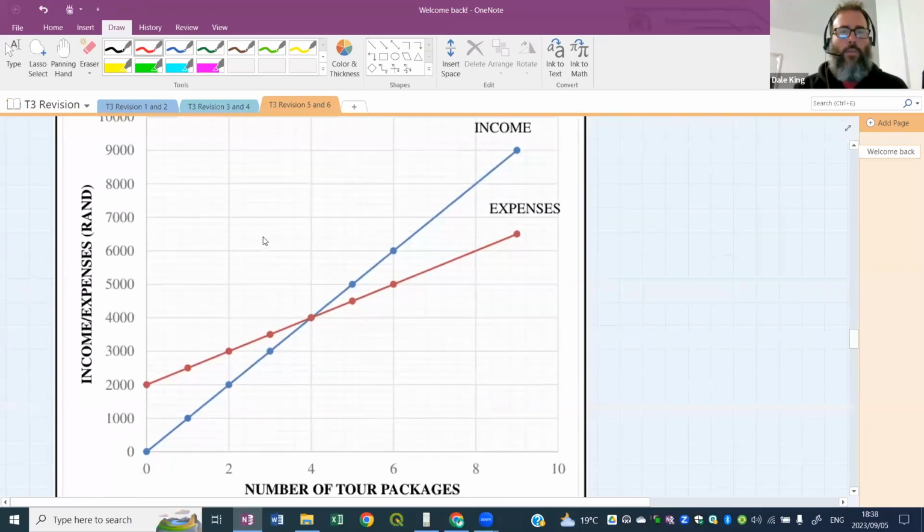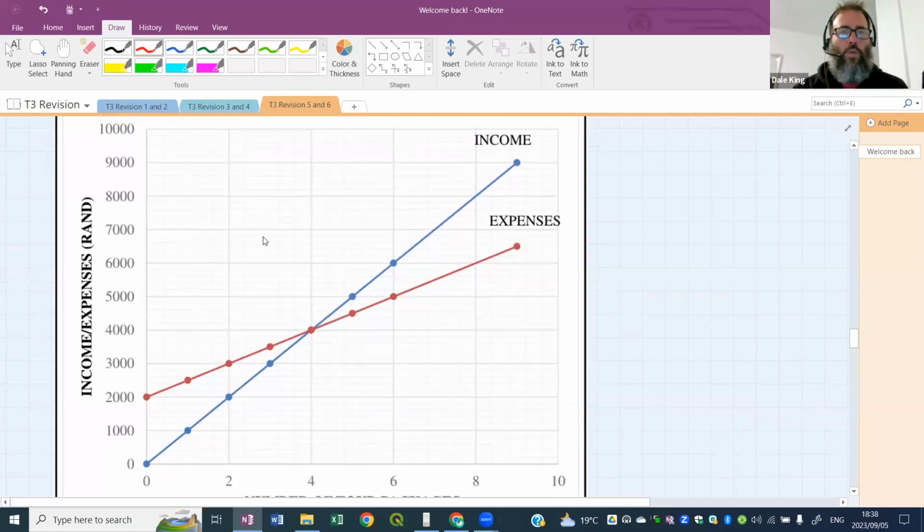There's the graph. What about this graph tells you what the fixed cost is? Can you see it there on the red line somewhere? So the fixed cost is 2,000 because the expenses line starts at 2,000. Okay, good. That's it. So that value there is the fixed cost.